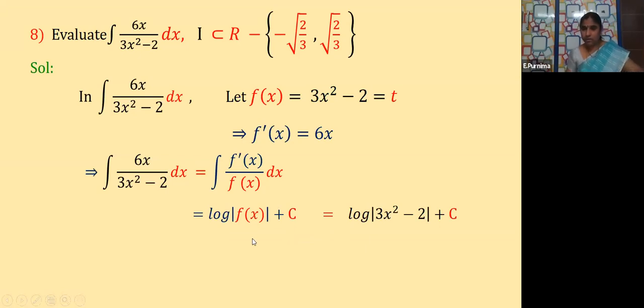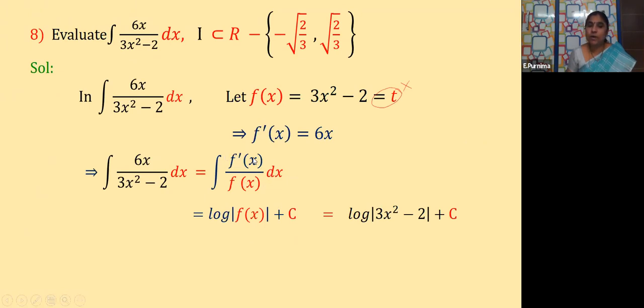So here, children, this small correction. This t is not there here. Don't write that t. So let f of x be equal to 3x square minus 2. Means I am considering this denominator as f of x and I'm trying to differentiate this. And here, what you have got is 6x, which is there in our numerator. That is nothing but f dash x by f of x into dx we got.